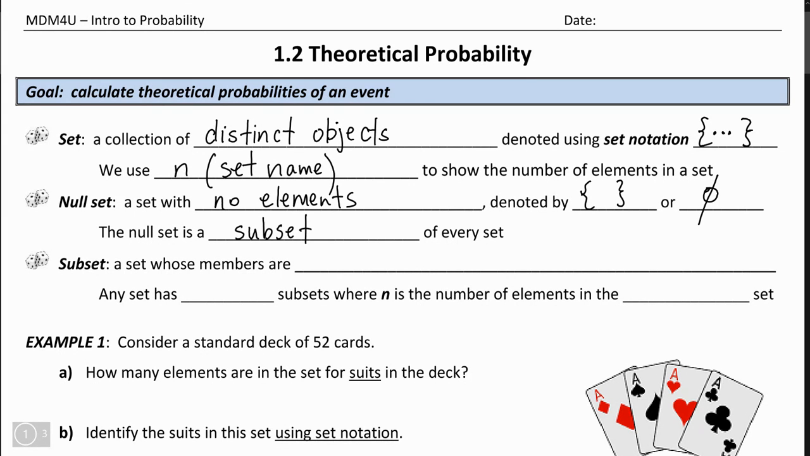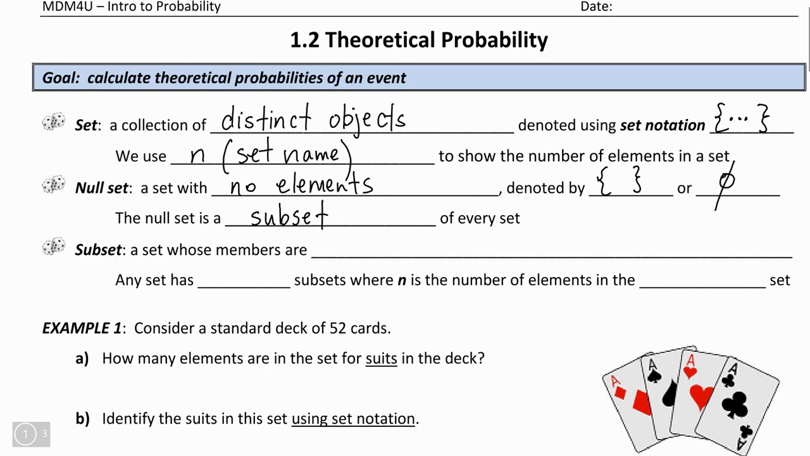Now this might sound like an abstract concept, but null sets have a usefulness just within mathematics, and it's used later on when we study things like the intersection of two or more sets and things like that. But for now, it's just good enough that we have a definition.